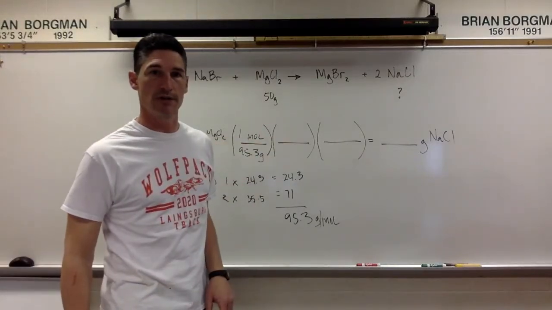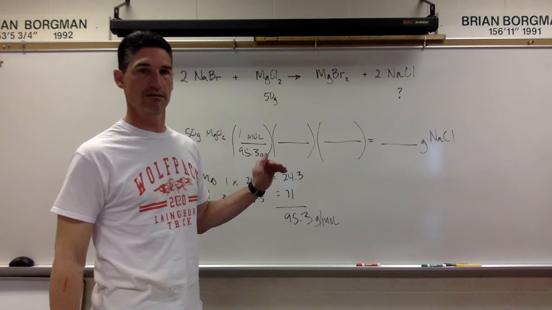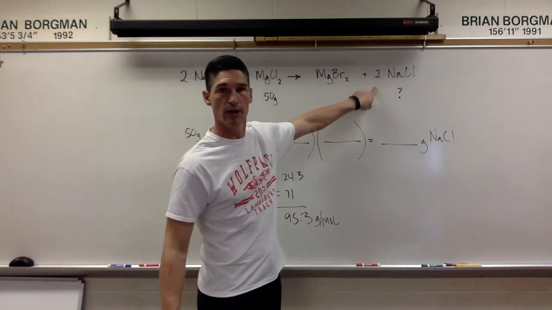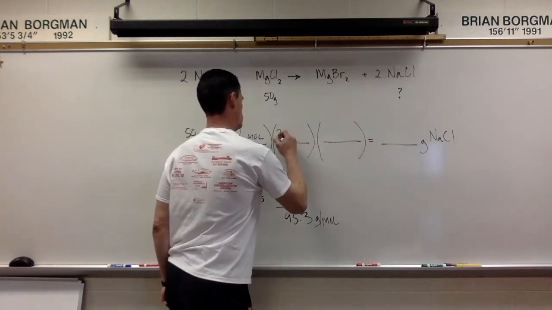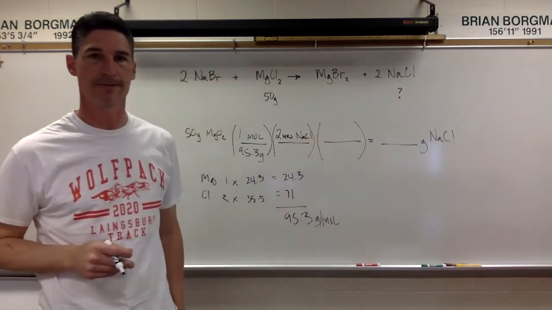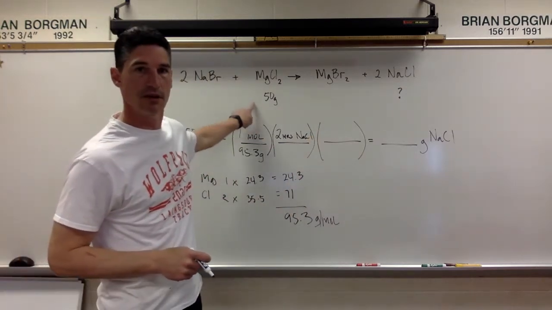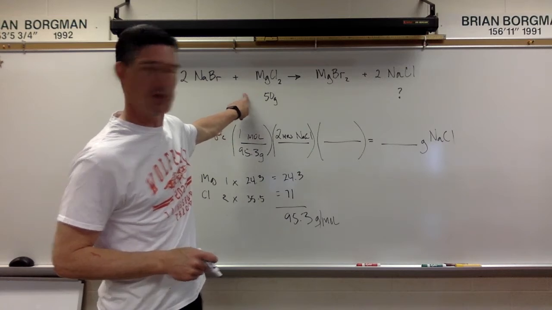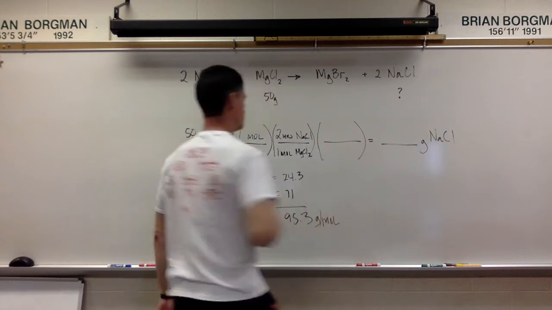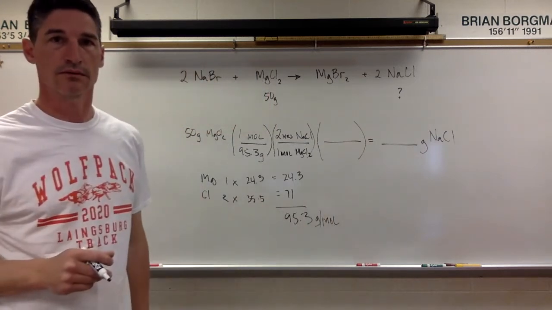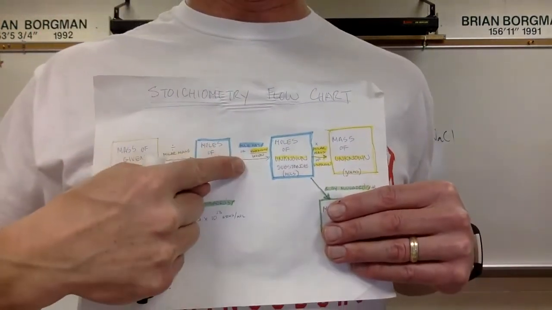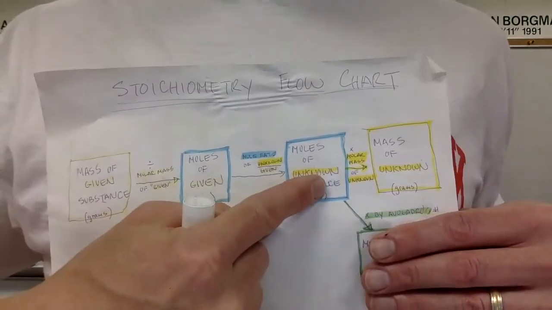The middle bracket is the mole ratio. It's always going to be the unknown over the given. Always. Unknown over given. The unknown is sodium chloride, and from the equation we get 2 moles of NaCl on top. The bottom is going to be the given, MgCl2, of which we used 1 mole. So my ratio is going to be 2 over 1. Now I've done my mole ratio, and I'm in moles of the unknown.